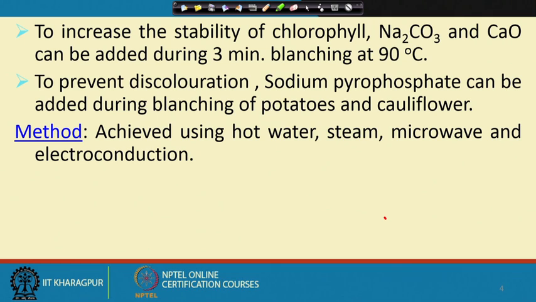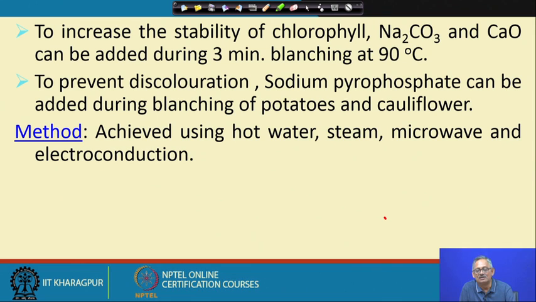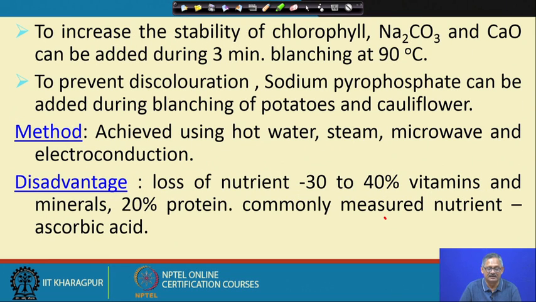So, the methods to achieve this are normally either hot water or steam or microwave. These can be used, or maybe some electrical conduction can be used, right. So, in the majority of cases on a commercial scale, it is steam, because that is easier and more economical compared to any other mode of heating.